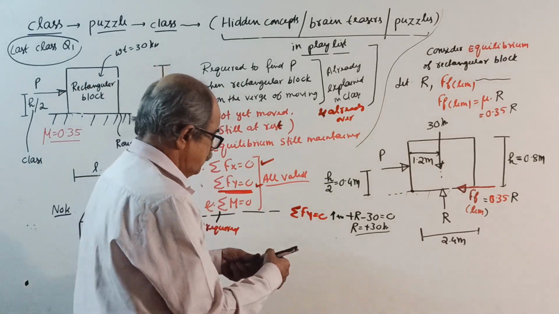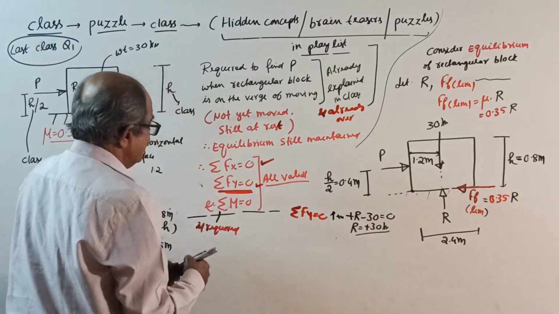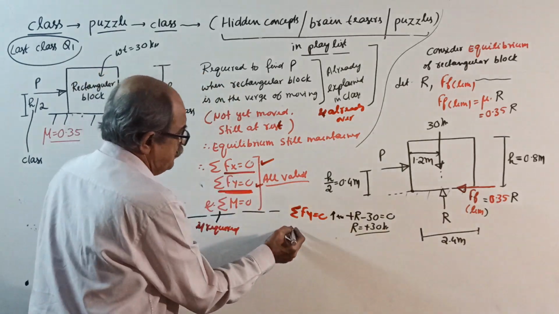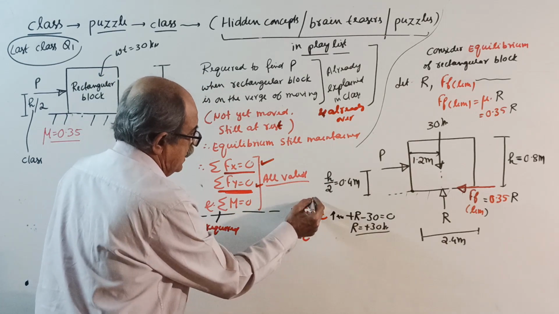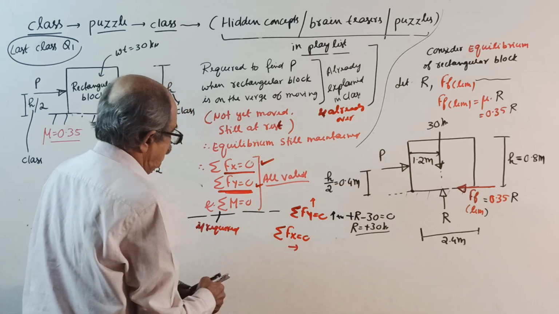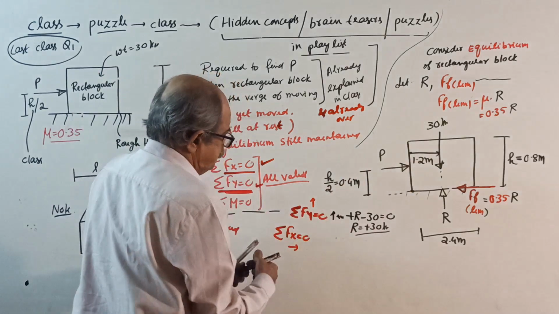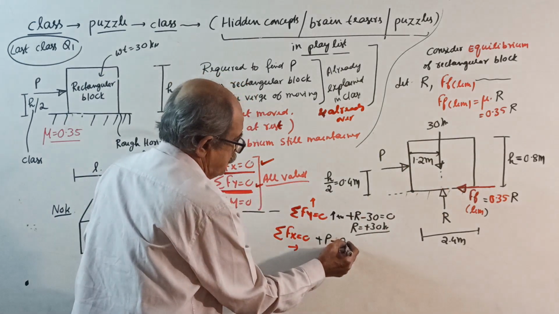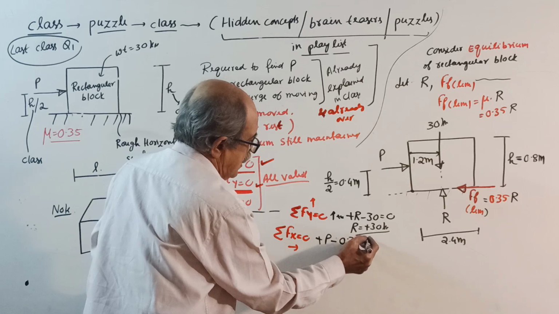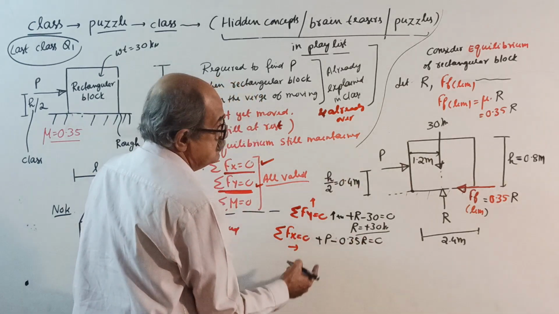Now make sigma Fx equal to 0. Use the second condition. See, interchange, no problem. Sigma Fx equal to 0. You take upward positive, you take right side positive. What you get? Plus P minus 0.35 into R equal to 0.